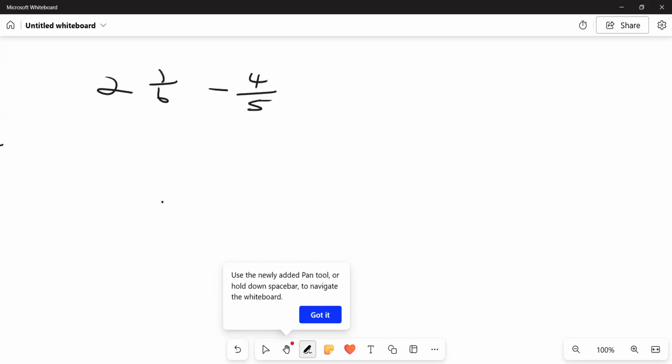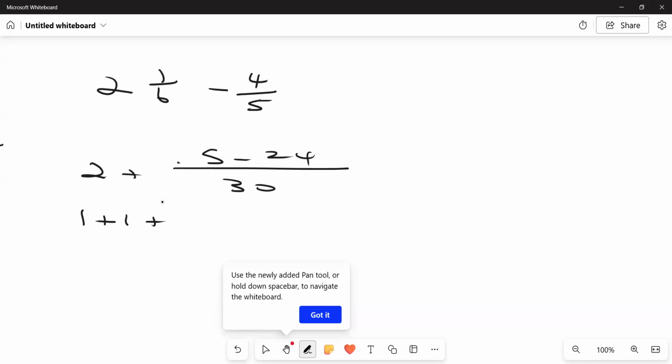right? So, okay, all right. So we end up with 2 plus 25 minus 24, right? Good. So what you'll do now, you take 1 from here. You take it as this, right? You take 2 and you split it up like this, 1 plus 1, right? Plus the 5 minus 24 over 30.